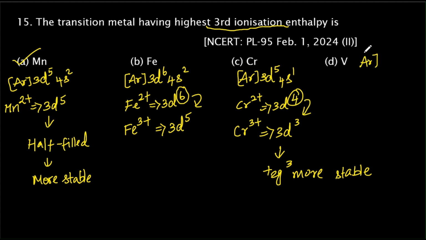Then going to vanadium, argon configuration 3d3 4s2. Here after the removal of the second electron, V2+ has 3d3 configuration. This 3d3 configuration, we already told, is the t2g3 more stable configuration. But when you compare this 3d3 and 3d5 configuration, 3d5 configuration is still more stable, half-filled configuration. So the correct answer is option A.